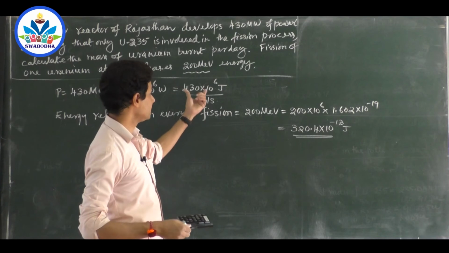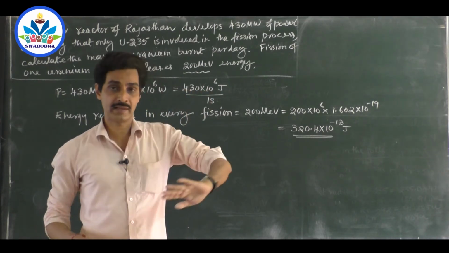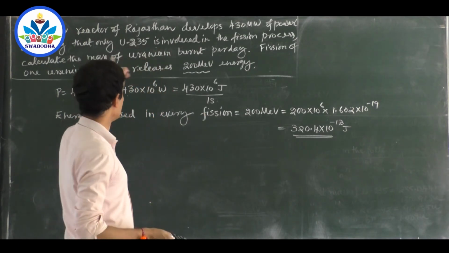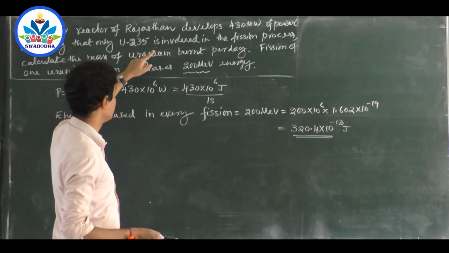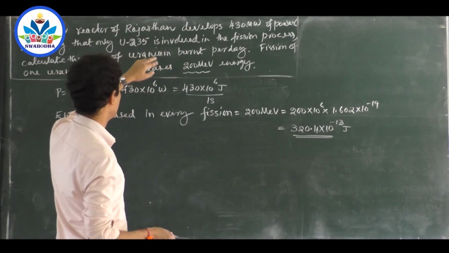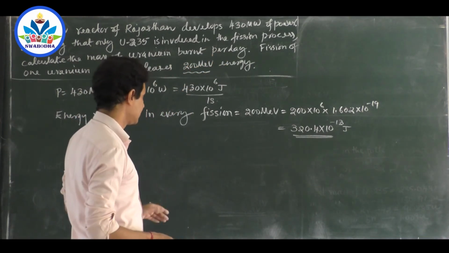But we need this much of joules of energy every second. So let us make everything per second. Till the end we will have everything per second. Then we will convert it into 1 day. How much uranium is needed per day, burnt per day? That is what is needed later. So let us restrict everything to per second.